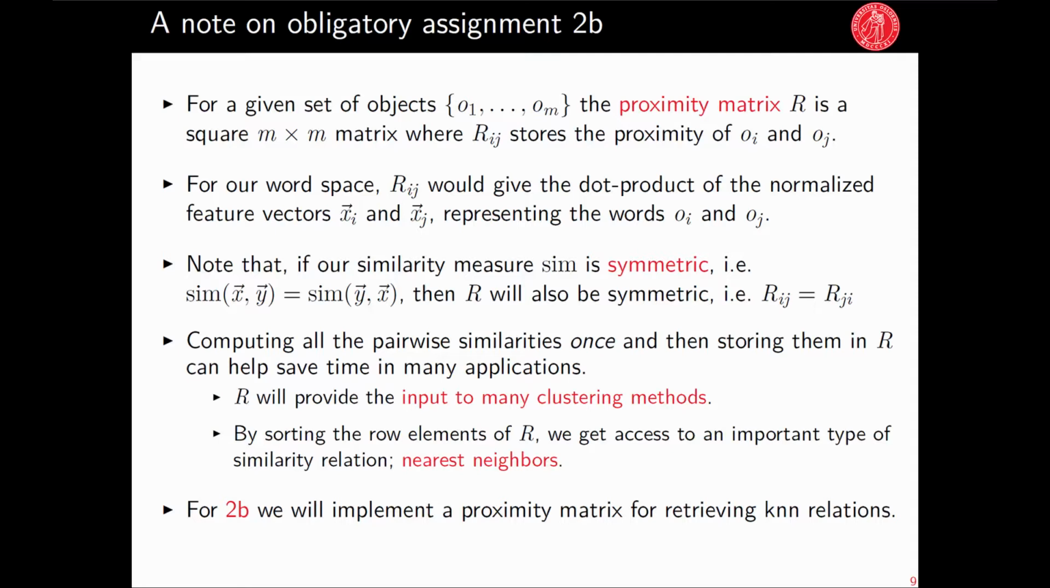So by just sorting the row elements for a given row in the similarity matrix, a given row will represent all the similarities that a given word has to all the other words in the vector space, right? So once you have that matrix, we can quickly get a ranked list of what the closest words are for a given target word. So that's the second thing we'll ask you to do: after you've implemented the proximity matrix, based on that, we'll ask you to implement functionality for quickly retrieving ranked lists of nearest neighbor relations in the space.